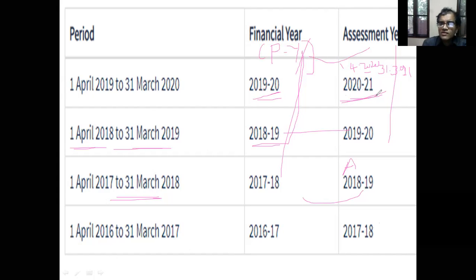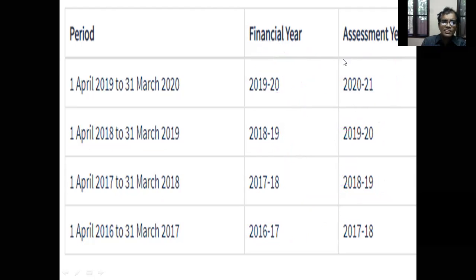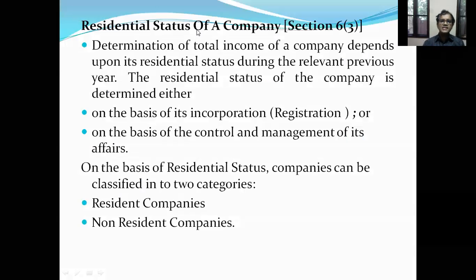See, for the 2020-21 assessment year, this is the previous year. For the 2019-20 assessment year, 18-19 is the previous year. For the 18-19 assessment year, 17-18 is the previous year. Similarly, for 17-18, 16-17 is the previous year. So whatever income an assessee earns during 2019-20, he has to pay tax on such income during this period. Likewise, it holds good for the remaining financial years and assessment years. I hope you understood. Now coming to residential status of a company.